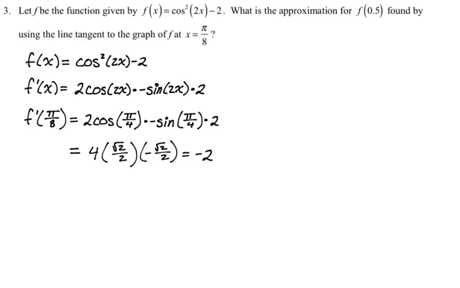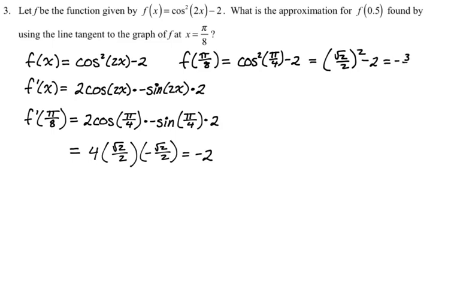I need the value of the function, so I've got to plug in and find f of pi over 8. That's going to be cosine squared of pi over 4 minus 2. Cosine of pi over 4 is root 2 over 2. Square it, subtract 2. Root 2 over 2 squared is 2 over 4, which is 1/2. 1/2 minus 2 is 1/2 minus 4 over 2, so that's going to be negative 3/2.